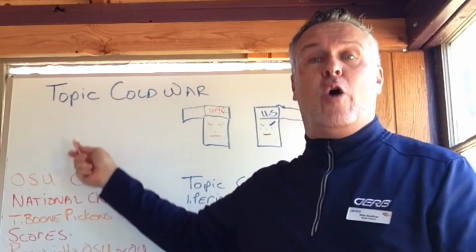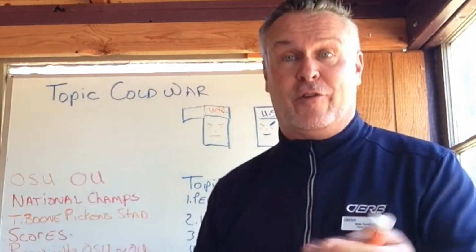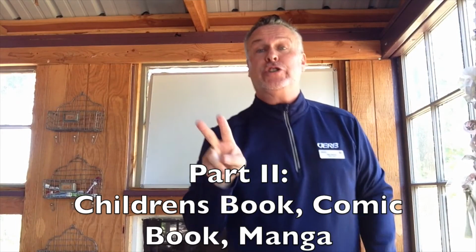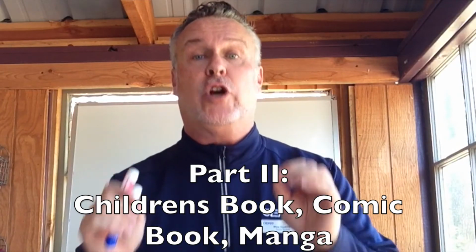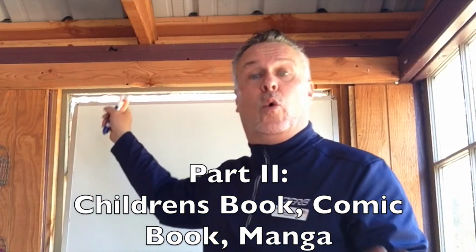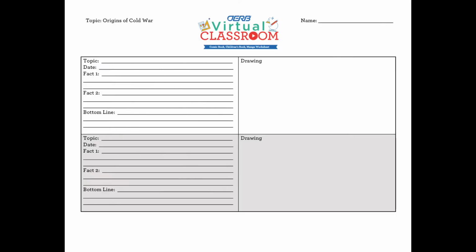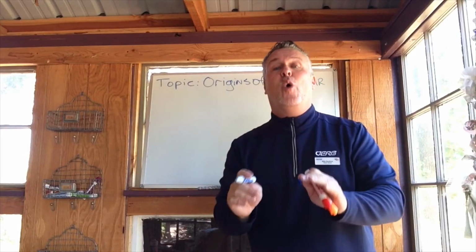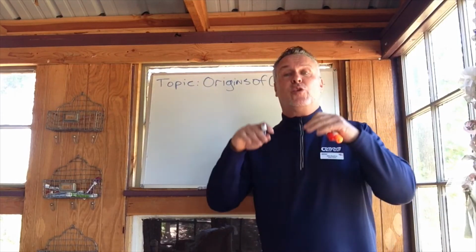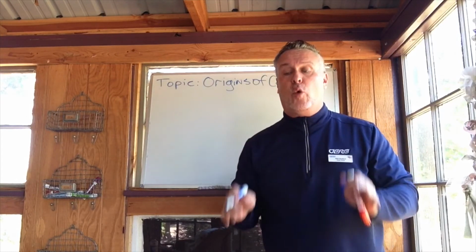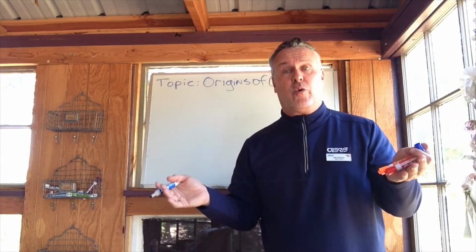Now, for OU and OSU, you can do this however you would like. Now what we're going to do is go to part 2, Origins of the Cold War. So I'm going to write Origins of the Cold War under our topic for the page that is listed as our comic book, manga, or children's book. So what we're going to do is first look at our 4 topics that we are going to create for this.